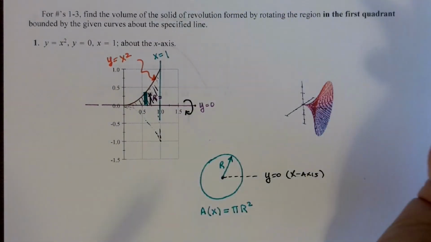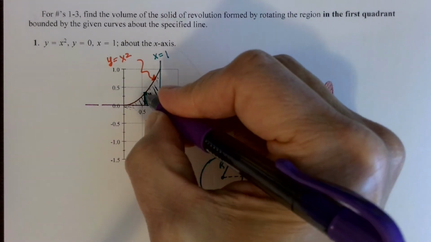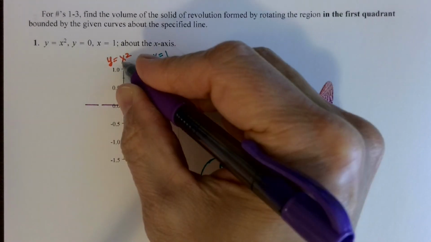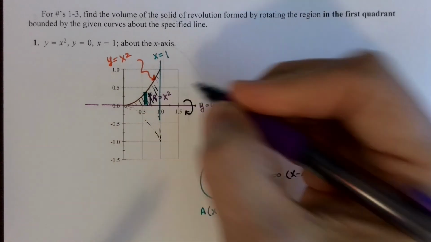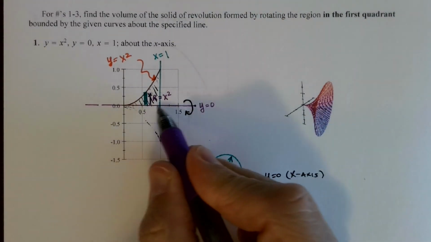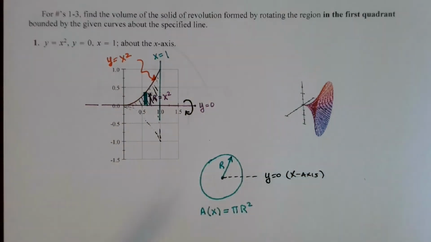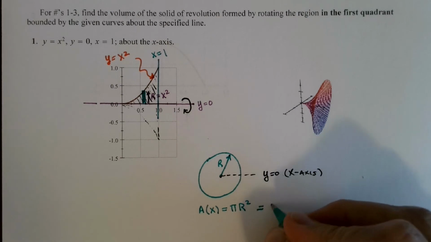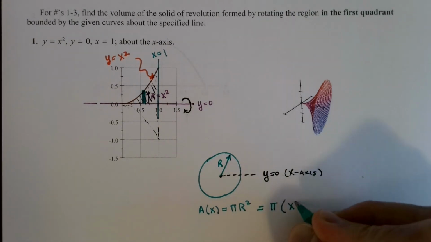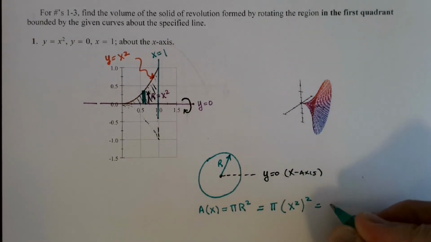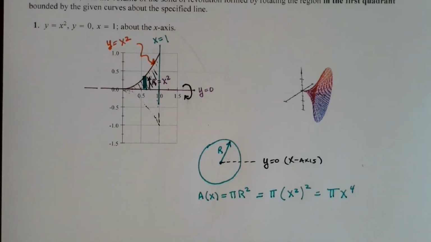And what is that equal to? This height is equal to what? x squared, because it's on the curve y equals x squared. The bottom is on the x-axis, so this height is exactly equal to x squared. And if I square x squared, I get x to the 4th. So there's my cross-sectional area as a function of x.